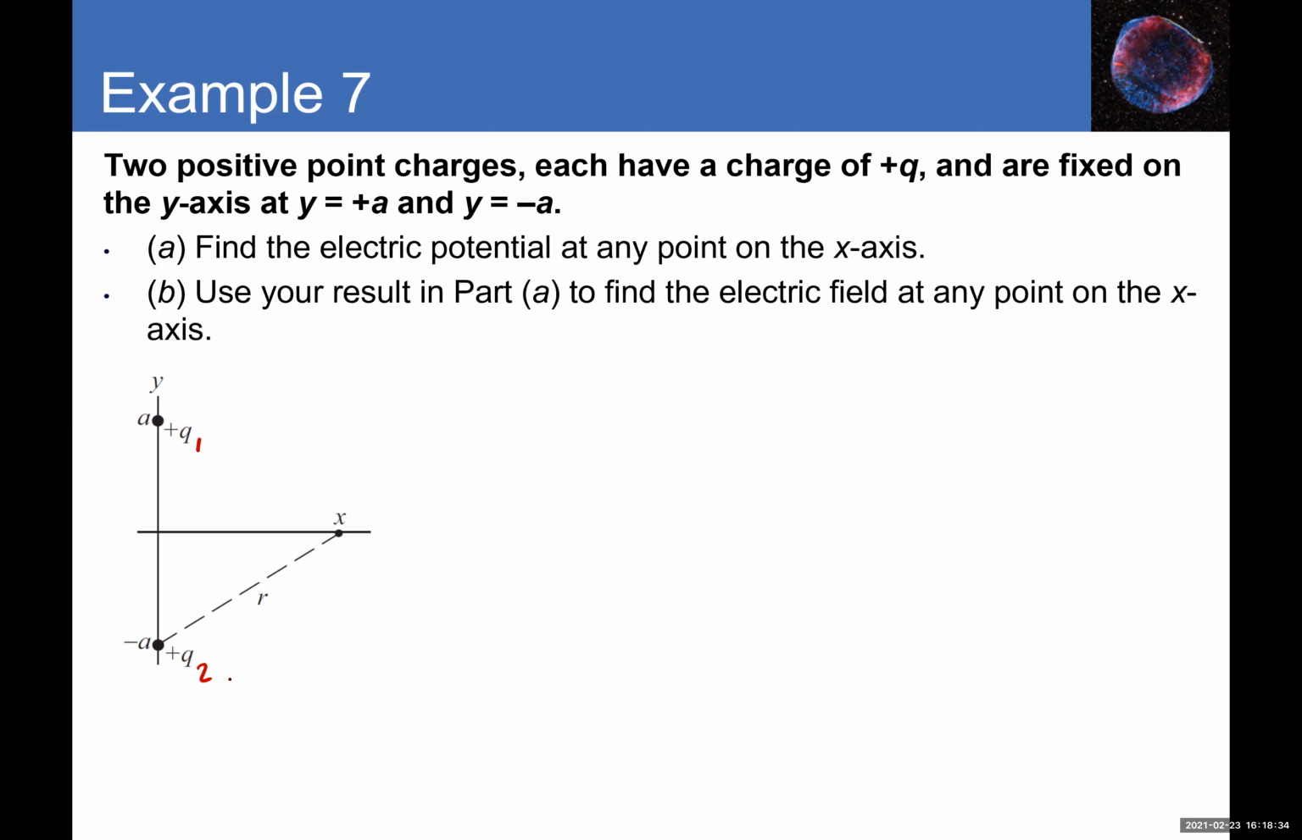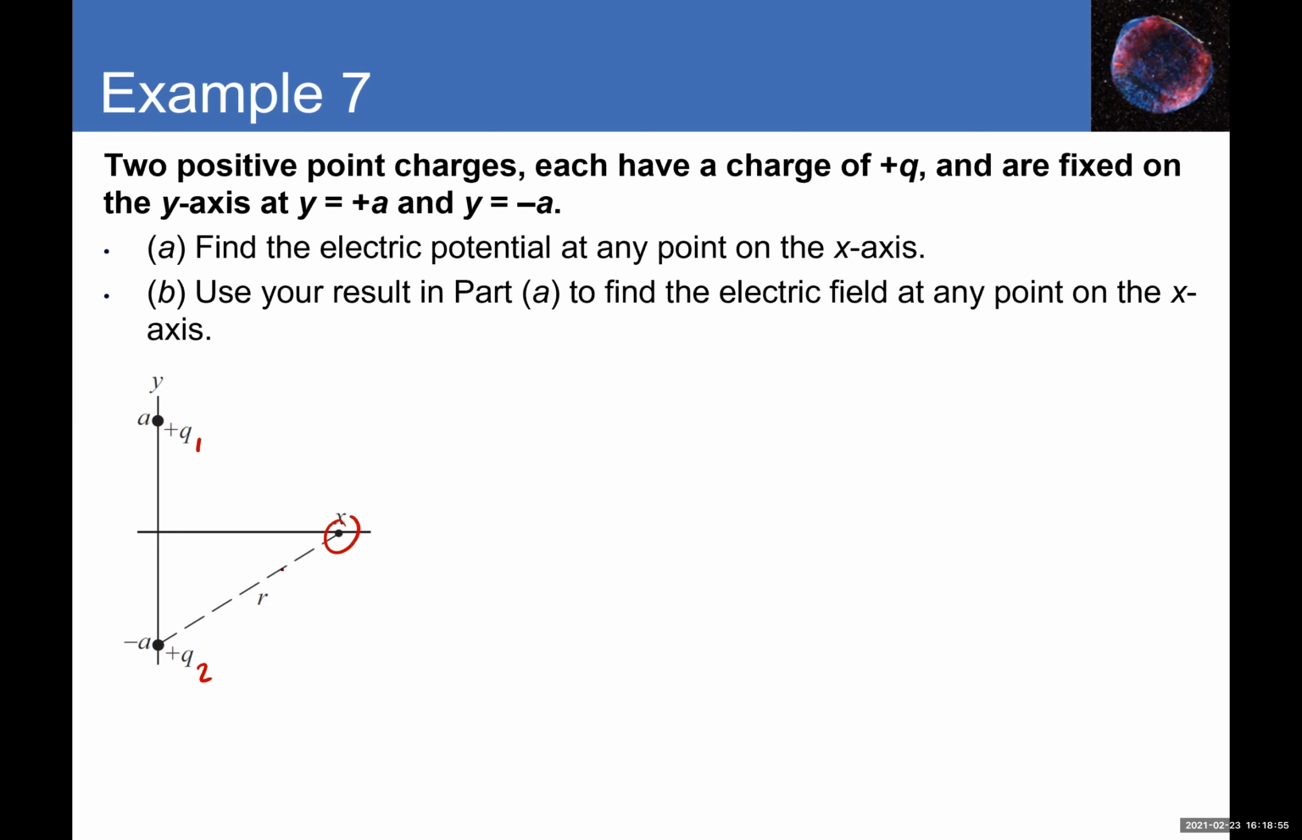But there's another way of doing that, because I know one thing: I can always find the electric field if I have the potential. And it's much easier to find the potential for a configuration like this. And that's what we're going to do. Two positive point charges, each with a charge of plus Q, are fixed on the y-axis at y equals plus a and y equals minus a. Find the electric potential at any point on the x-axis.